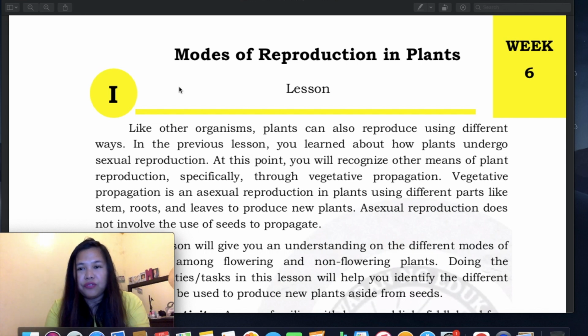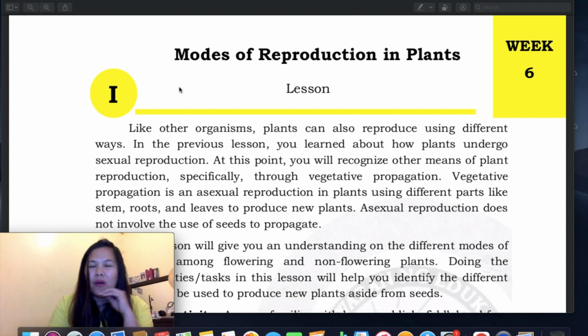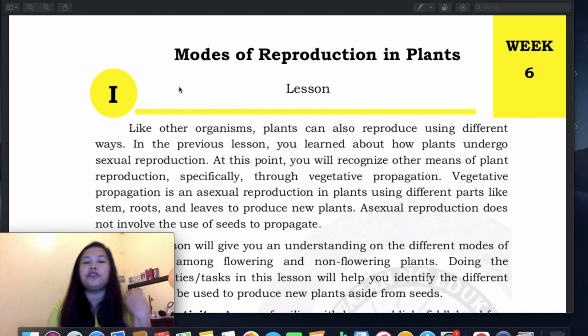Science 5 module. So again, thank you so much for today's topic about the modes of reproduction in plants. So, natapos na tayo sa animals. Punta na naman tayo sa plants.